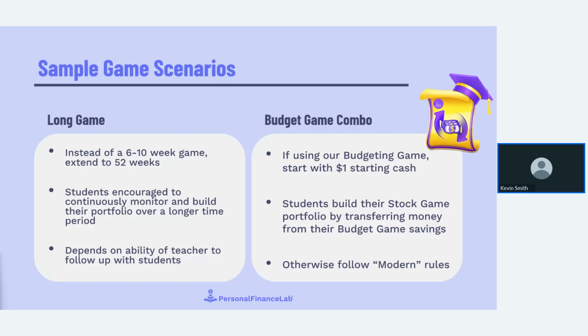If you are taking a personal finance class and you're also using a personal finance-led budgeting game, you can do what we call combo games. That lets you have students move money from the budgeting game savings into their investing portfolio. So the stock game would start with very little money, maybe $1, maybe $1,000. But then students, as they're saving money in the budgeting game, build it into their stock game. Otherwise, it follows what I was describing as the modern rules.